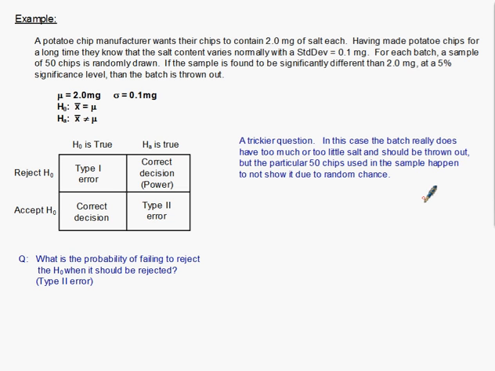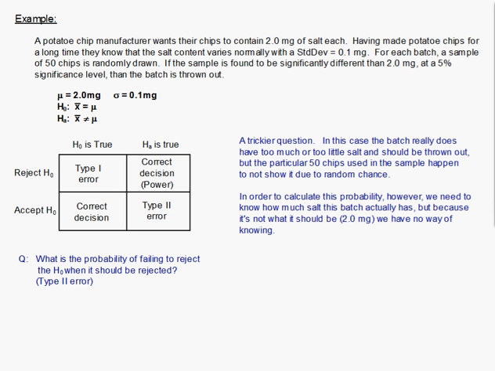But it's almost the reverse of what I was just talking about. These particular 50 chips used in the sample happen to not show it due to random chance. The whole batch has a lot of salt, but these 50 chips do not have as much as the rest of the batch, so the sample comes out looking like it's fine when it really isn't.